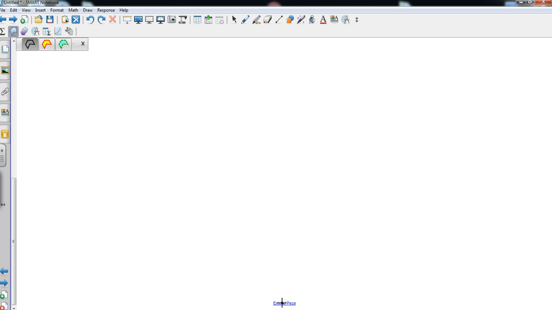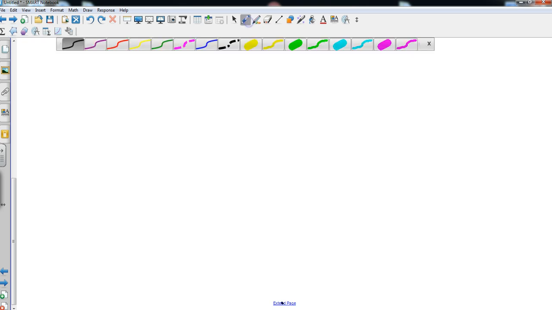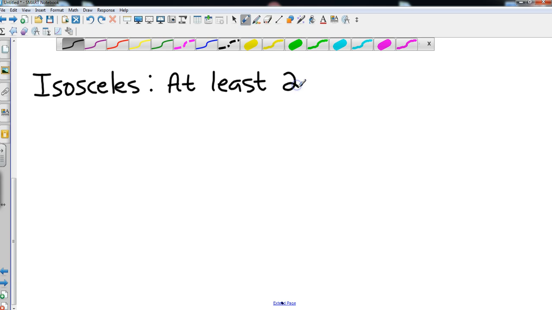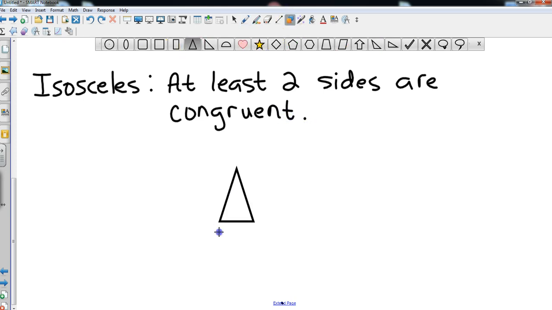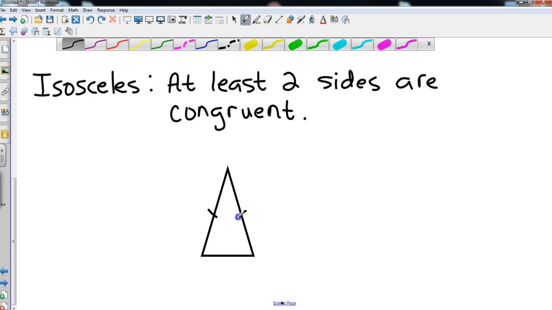Then we would have the isosceles triangle. The isosceles triangle has at least two sides that are congruent. Isosceles, at least two sides are congruent. And so that would be a good example of an isosceles triangle as long as those are marked.